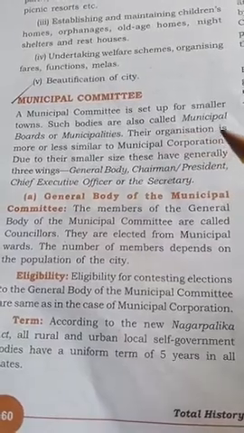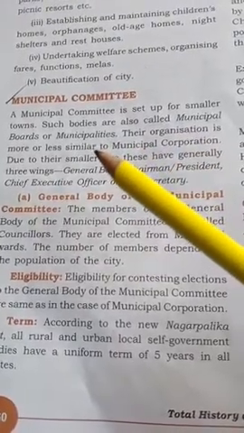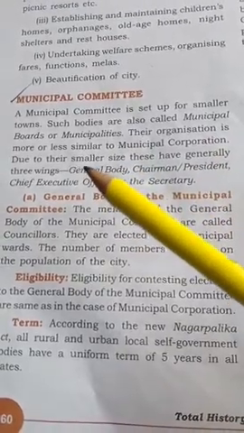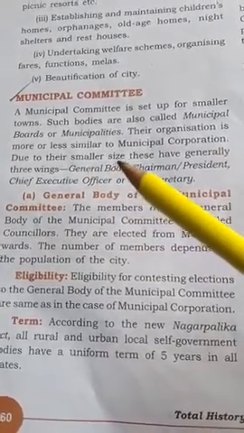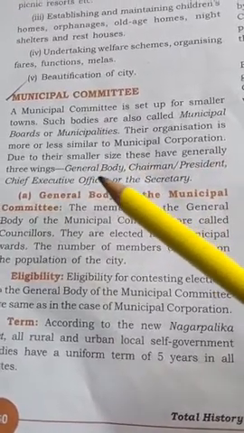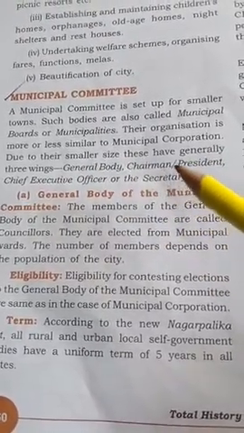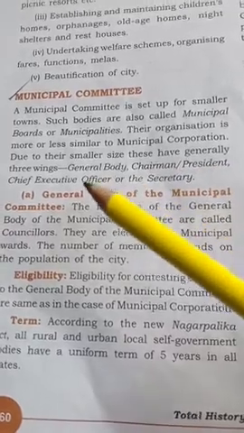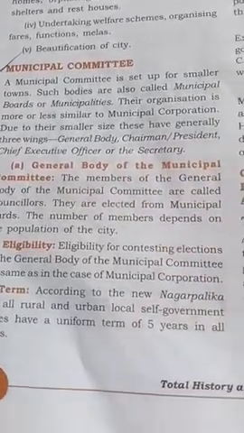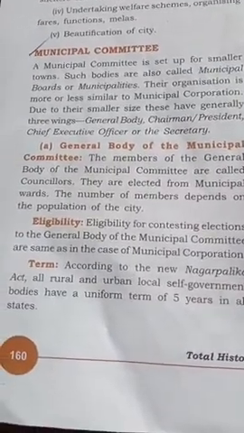Their organization is more or less similar to the municipal corporation. Due to their smaller size, these generally have three wings: the general body, the chairman or president, and the chief executive officer or secretary. Let's go through these point-wise.